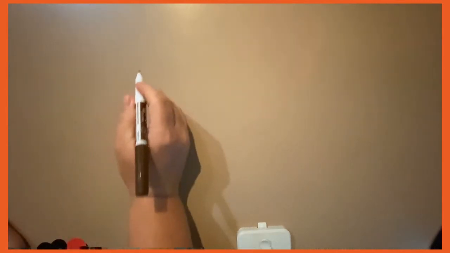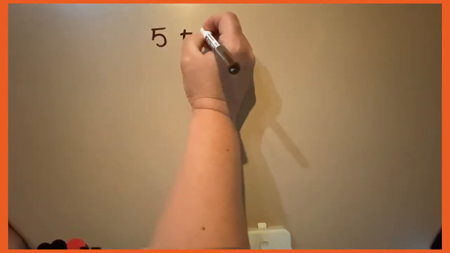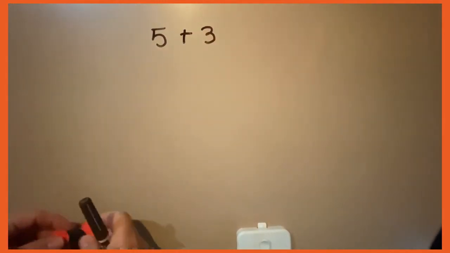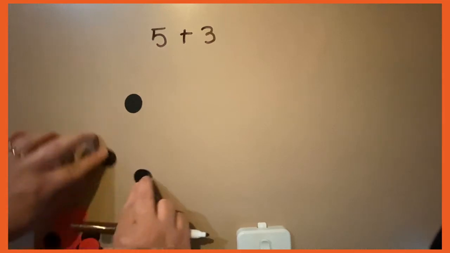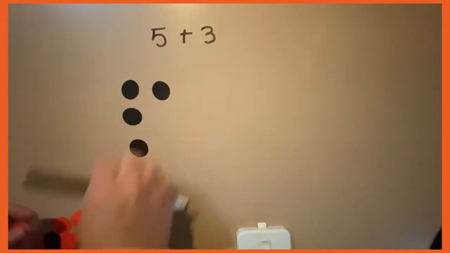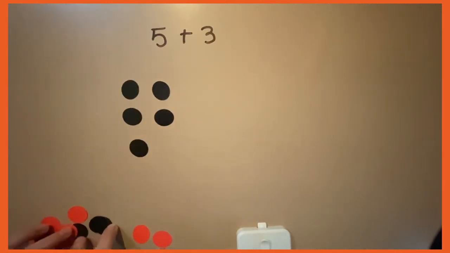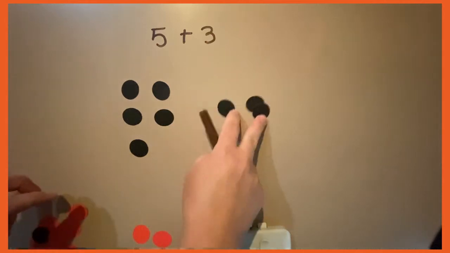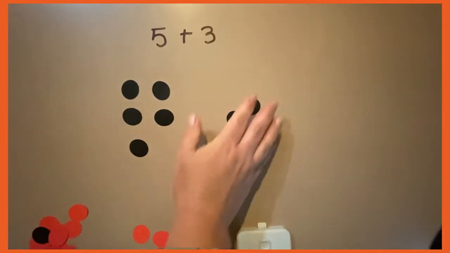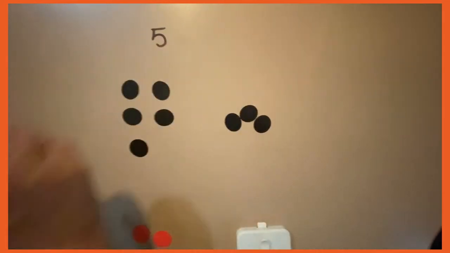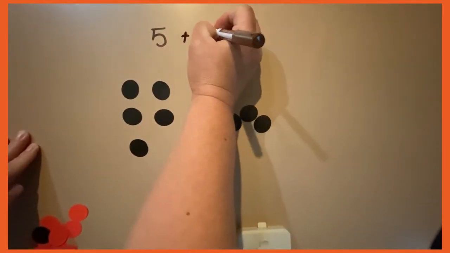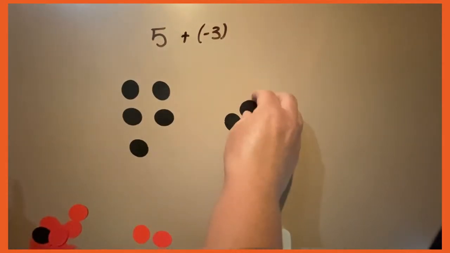Okay, so these counters are actually really great for adding, in my opinion. Let me get a marker. Okay, so let's look at, let's say, 5 plus 3. That's pretty simple. So that's 5 blacks, 2, 3, 4, 5, and then 3 more of the black ones, which gives me 8 total, okay? Now what if I have 5 plus negative 3? Well, now these are red.